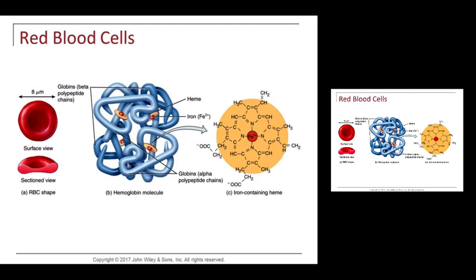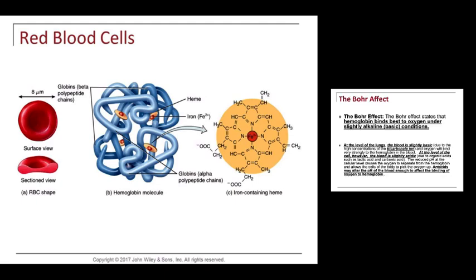You can see on the left the biconcave disc of the RBC. You can see the surface view from the side as well as the bird's eye view. You can see the hemoglobin molecule with heme and iron, and you can see the alpha polypeptide chains there. You can see Fe, that's iron. Fe is iron. The Bohr effect I already explained.